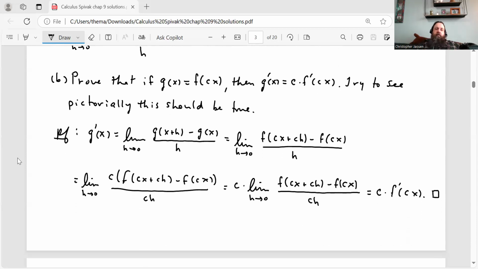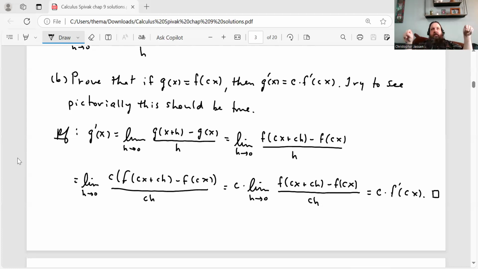Part B, prove that if g of x equals f of cx, then g prime of x equals c times f prime of cx, and try to see pictorially why this should be true. Again, I didn't draw the picture, but just think about what the transformation does. F of cx is either a horizontal stretch or shrink, depending on the magnitude of c. Then the tangent line will be stretched either vertically or horizontally, depending on where x is, I guess, right?